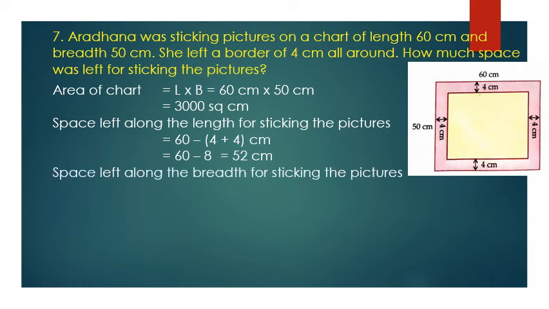So, this is the space left along the length for sticking the picture. Now, space left along the breadth of the chart paper for sticking the picture. So, what we have to do? We have to again subtract 4 centimeter plus 4 centimeter from the breadth, that is 50 minus 4 plus 4 centimeter. So 50 minus 8, which is equal to 42 centimeters. So this is the space left along the breadth of the chart paper for sticking the pictures, after leaving the border of 4 centimeter on each side.